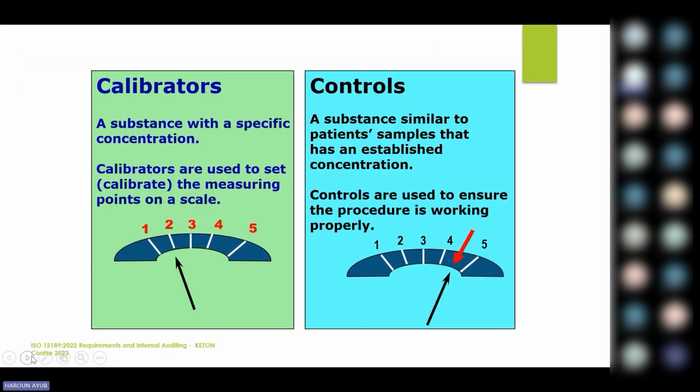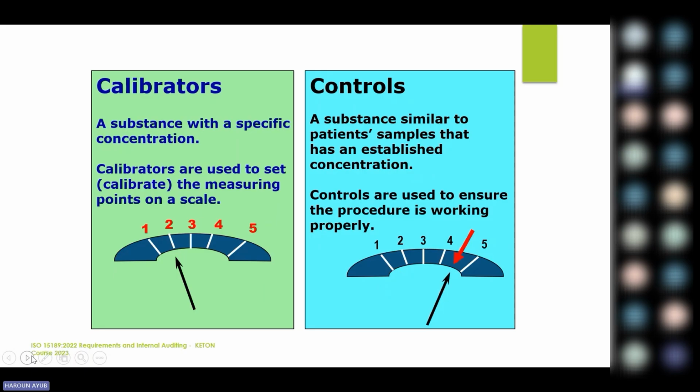So calibrators, these are substances with specific concentrations. They are used to calibrate the measuring points of a scale. So a calibrator will tell you that HDLC, the value is 1.54, and you do an analysis. So my analyzer will give you an absorbance. That absorbance will be related to the calibrator target, and that target will now draw a curve. So once we get that particular curve, that curve is what will help us get the patient results and the control's results.